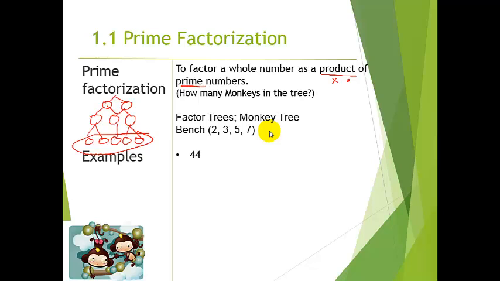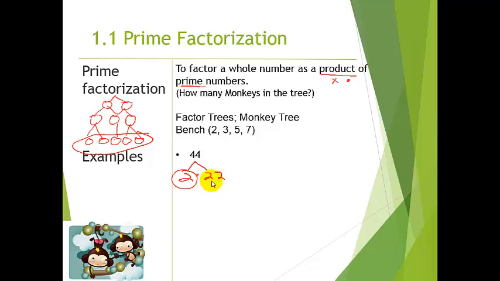Okay, so here we go, 44. So I'm going to make my tree. And I know 1 times 44, but I'm not going to write that. I don't want to do that, so it's extra work. So I'm going to go to 2. That's my first number on my bench. 2 times what gives me 44? So that's going to be 2 times 22. Now this is already a prime number, so I'm going to go ahead and circle it. He's already a monkey.